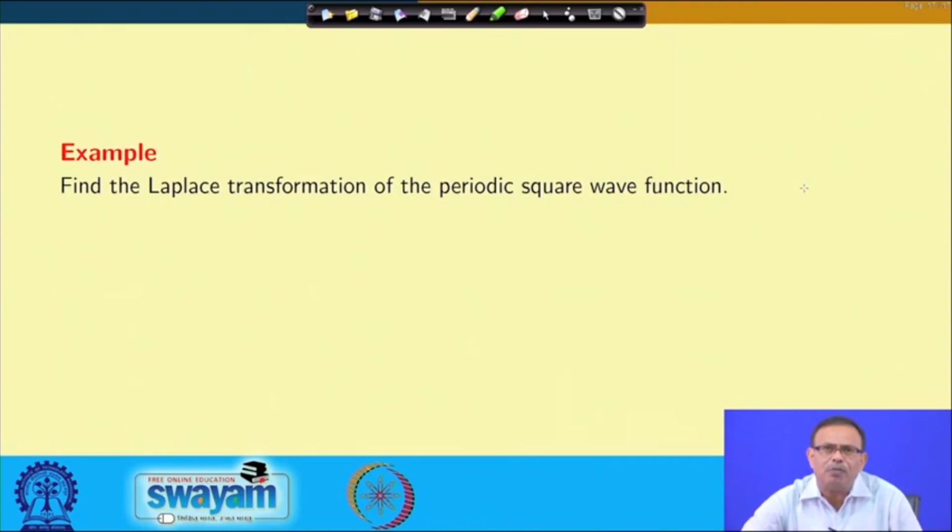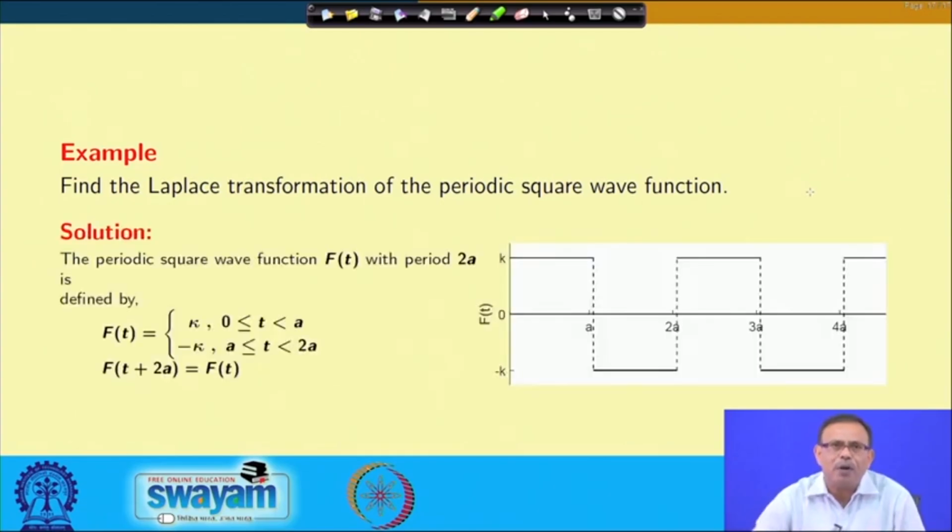Find the Laplace transform of periodic square wave function. What is square wave function? Square wave function we define as f t equals k whenever t lies between 0 to a, and it is minus k whenever t lies in between a to 2a, and f of t plus 2a equals f t, that is the function is a periodic function with period 2a. Please note this one. This is a periodic function with period 2a.